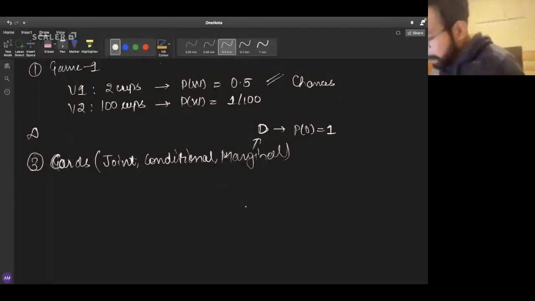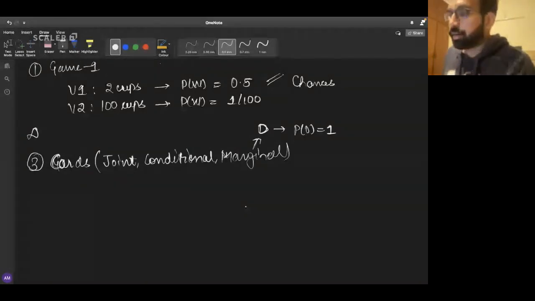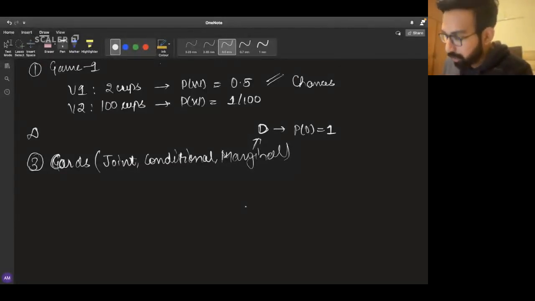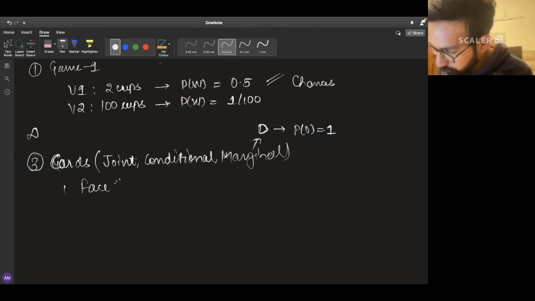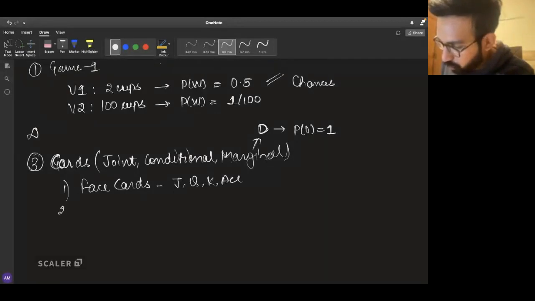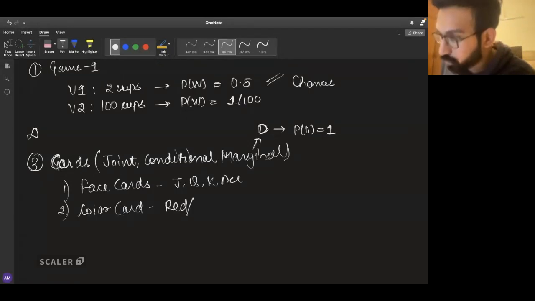All right, so let's understand this third game. Here we'll play with cards, and as a contestant, as a player, you have to choose one of the possible categories. So let's talk about what categories you can choose. Maybe you can choose a face card. What does it mean? It essentially means you can choose a J, a Q, a K, or an ace. You can also choose a color card. So you can say, okay, I'm going to choose red, or I'm going to choose black.